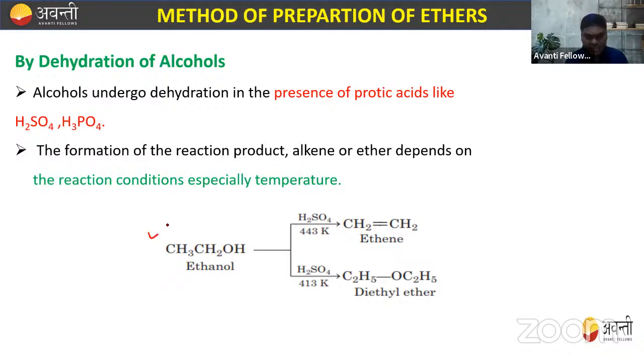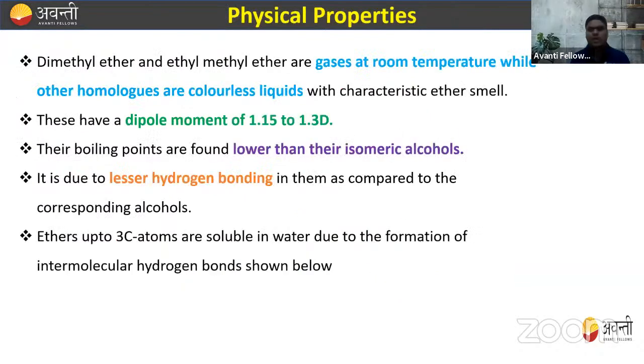So this is the structure. This is the reaction. When ethanol is treated with H2SO4 at 443 Kelvin, we get ethene. And when ethanol is treated with H2SO4 at 413 Kelvin, we get diethyl ether. It is also known as ethoxyethane, right?